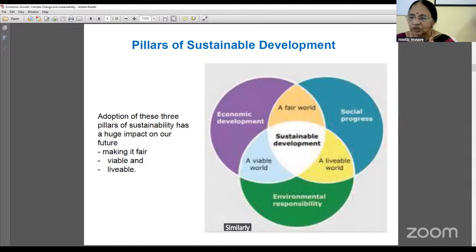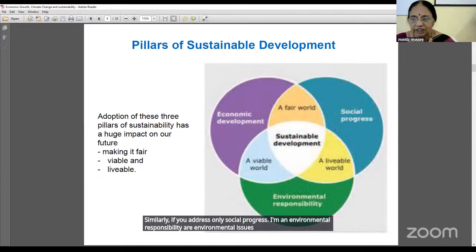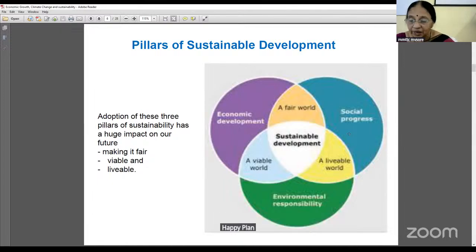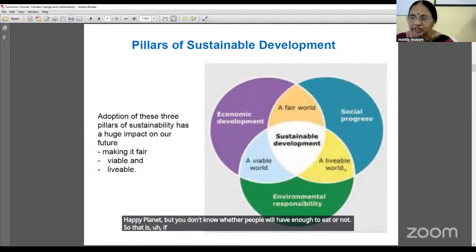Similarly, if you address only social progress and environmental responsibility, you will get a livable world. Certainly, you will have a happy planet, but you don't know whether people will have enough to eat or not. That is what happens if only these two are addressed without addressing economic development.